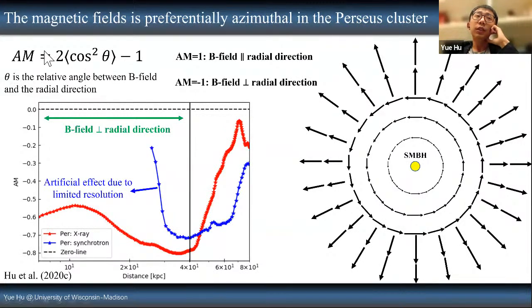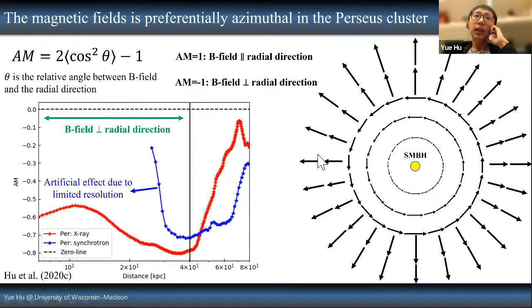We are also trying to quantify the magnetic field directions in the Perseus cluster, so we introduce a parameter, the alignment measure AM. When AM equals 1, the magnetic field is parallel to the radial direction with respect to the galaxy center. If AM equals -1, the magnetic field is perpendicular to the radial direction. What we find for the Perseus cluster is that at small scales, the magnetic field is preferentially perpendicular to the radial direction. This orientation changes at large scales, where the magnetic field preferentially follows the radial direction.